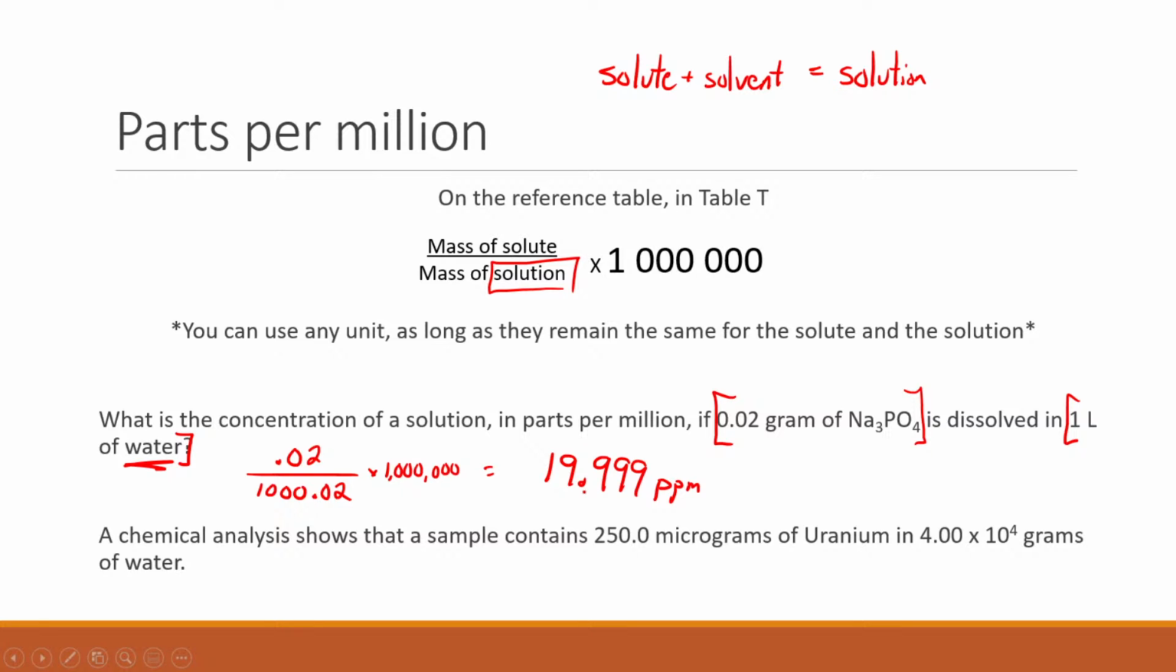But if we get into this bad habit of saying water is the solution, which is not true, then we end up making that mistake in other places where it is a much bigger part, right? Like when we look at percent by mass in a minute.